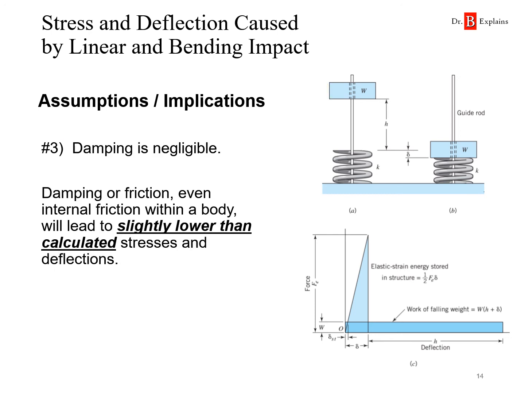The third assumption that we're going to make is that the damping is negligible. Now, what's going to happen when the mass hits the structure? There's internal friction in the spring, and so some energy is going to be lost to this friction. So not all of it is going to be elastically stored in the spring, but we're going to go ahead and neglect this. And so this is going to lead again to slightly lower than calculated stresses and deflection.